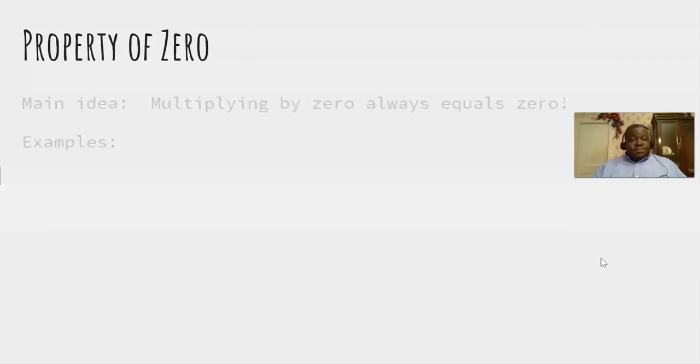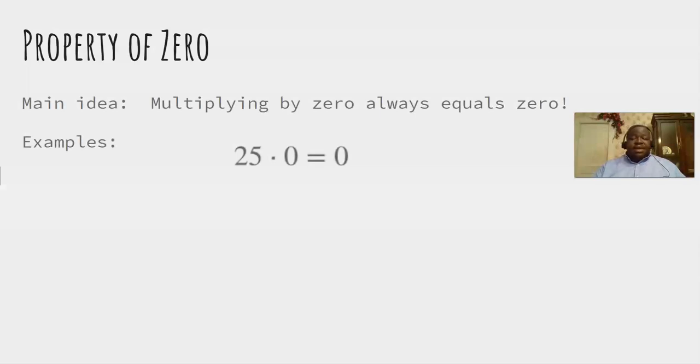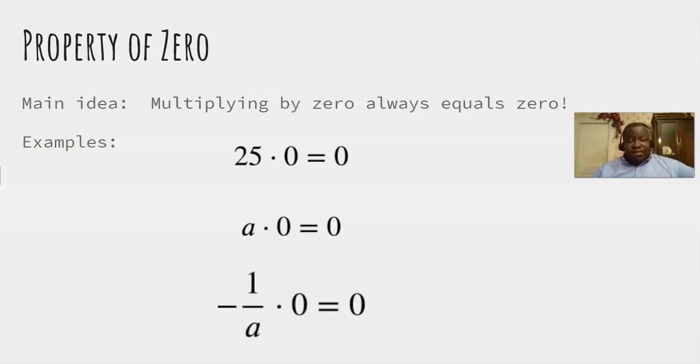Property of 0, multiplying by 0 always equals 0. So we have several examples. 25 times 0 is 0. A times 0 is 0. Negative 1 over a times 0 is 0. Anything I multiply by 0 will always give me 0.